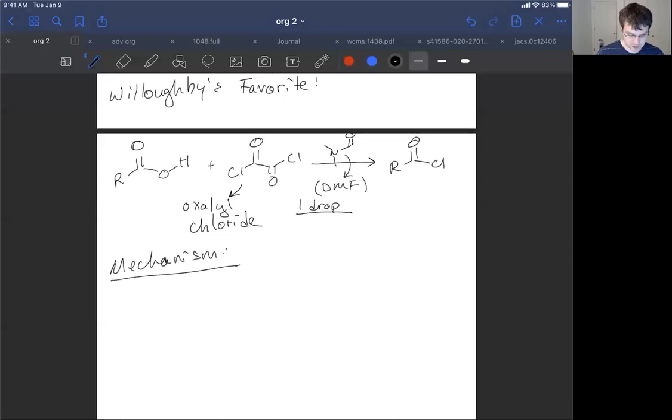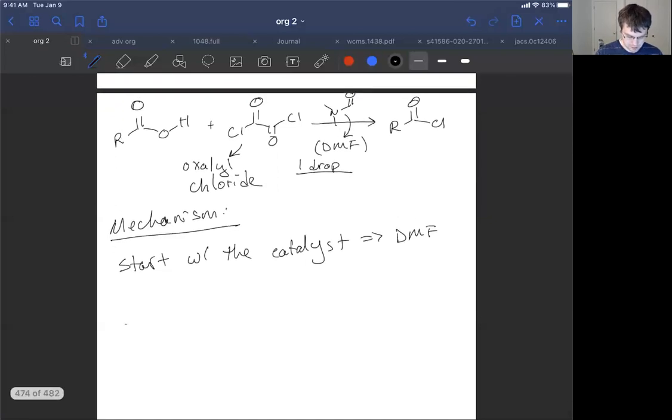Okay, so the mechanism for this is unusual. We're going to start with our catalyst, and that's going to be the DMF. Now, what I'm going to do with the catalyst is an acid chloride reaction. So even though this is a fairly involved mechanism, it actually does introduce some interesting aspects of acid chlorides. I'm going to first react that with the oxalyl chloride.